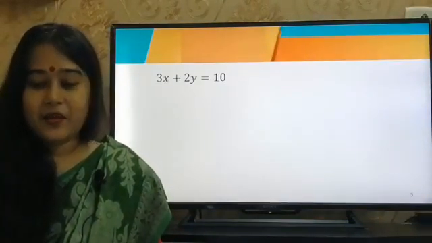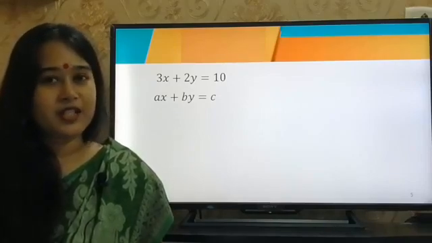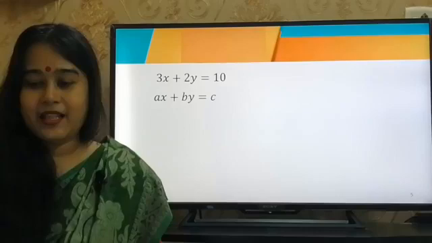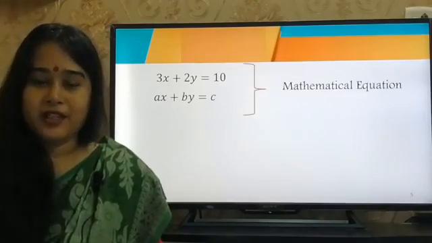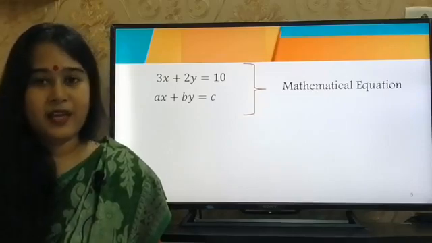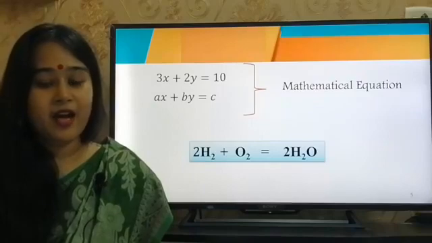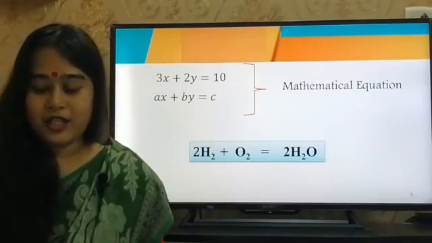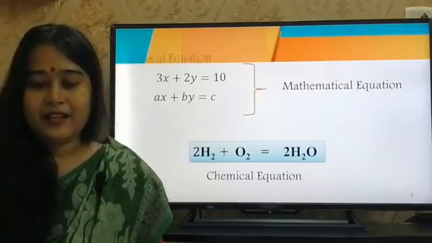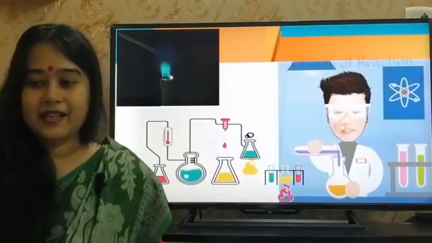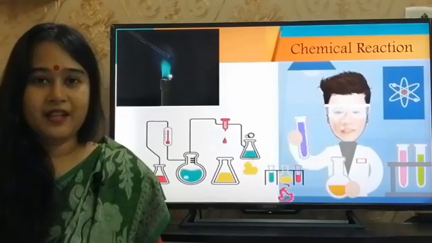Okay, you can see some equations here. What kind of equations are they? They're mathematical equations. I know you are very familiar with them. Like this kind of equation, we have another kind of equation that we call chemical equation. And our today's lesson is chemical reaction and its chemical equation.